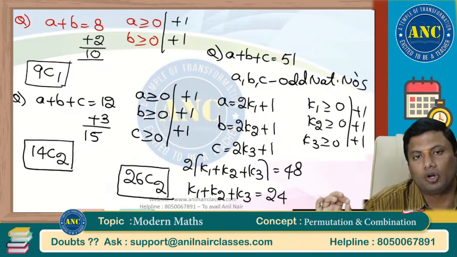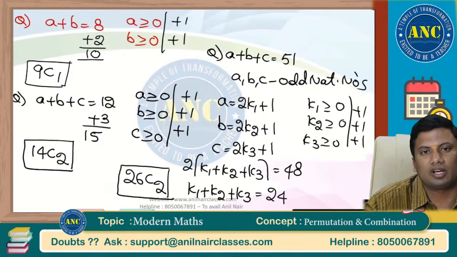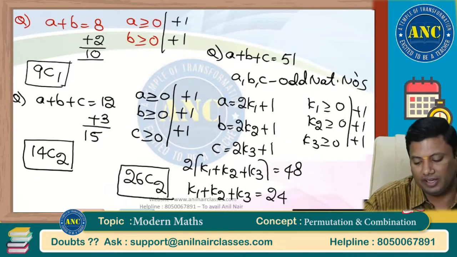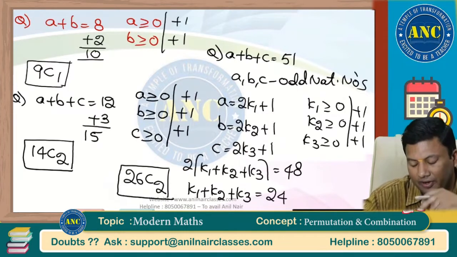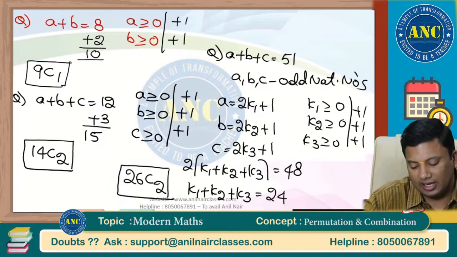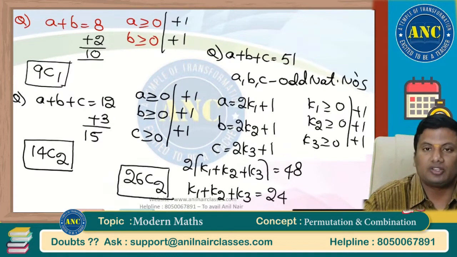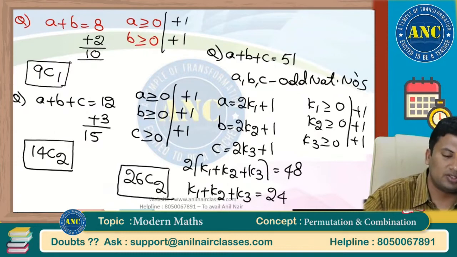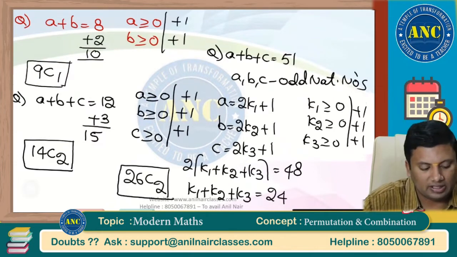So, if you know positive integral solutions, you can use non-negative integral solutions also to find the answer very, very fast. So, if it is starting from 0, add 1, 1, 1. So 3 is added. 24 plus 3, 27. Answer is 26C2. I hope it is clear.